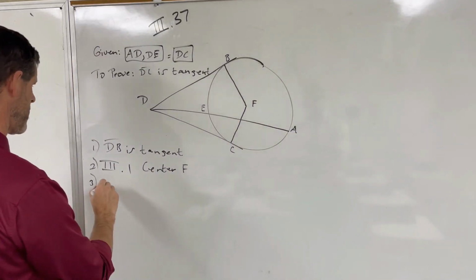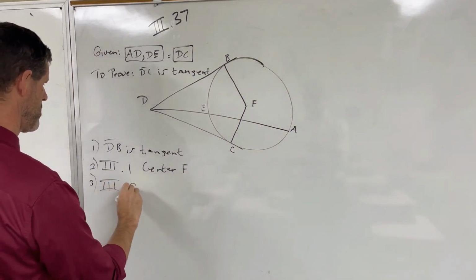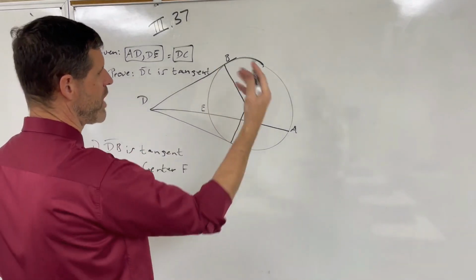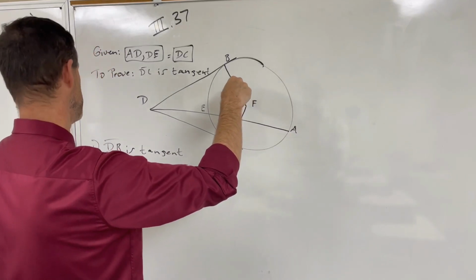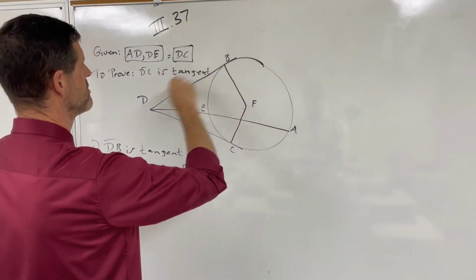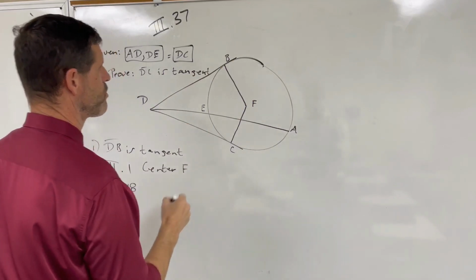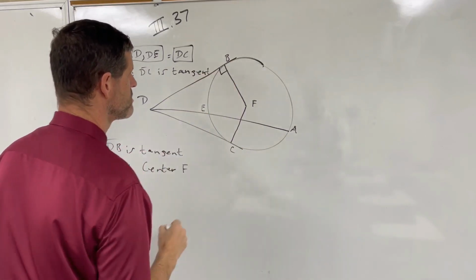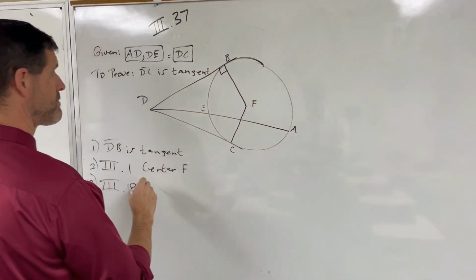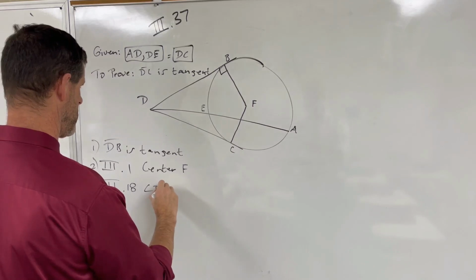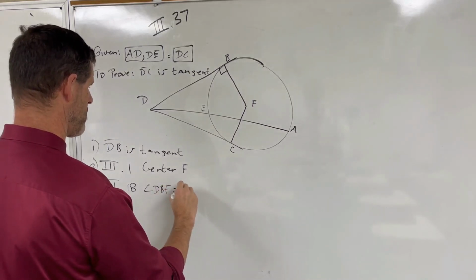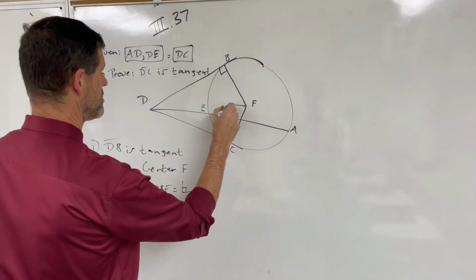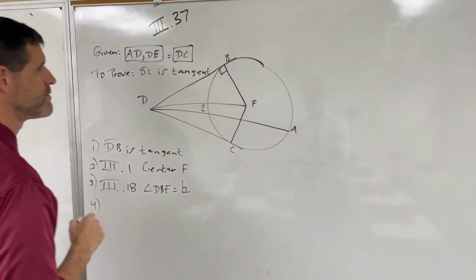And from proposition 18 of book 3, we know that since BF is a radius and it hits the tangent line at the tangent point, it will do so at right angles. So the angle DBF equals a right angle. We're also going to draw a line DF.